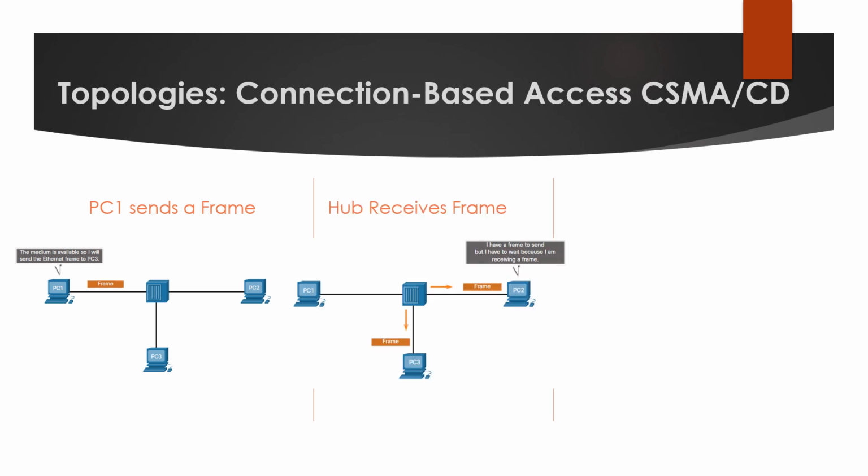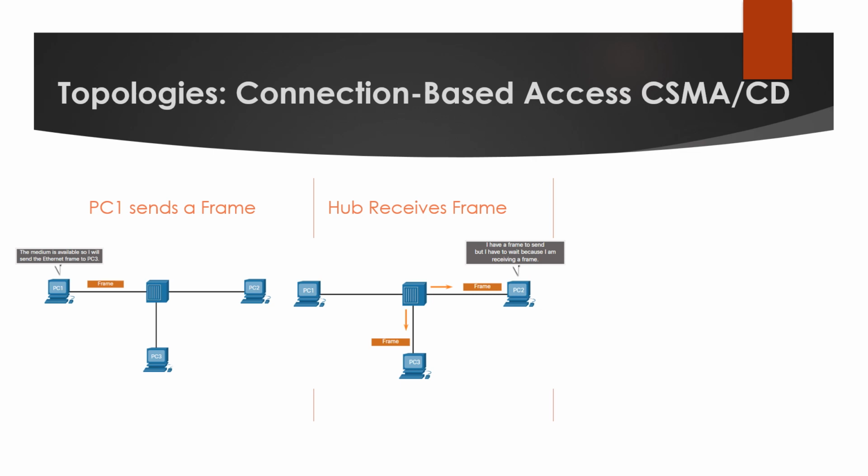Then, the Ethernet hub will receive and send the frame. An Ethernet hub is also known as a multi-port repeater. Any bits received on an incoming port are regenerated and sent out all other ports, as shown in this figure. If another device such as PC2 wants to transmit but is currently receiving a frame, it must wait until the channel is clear.